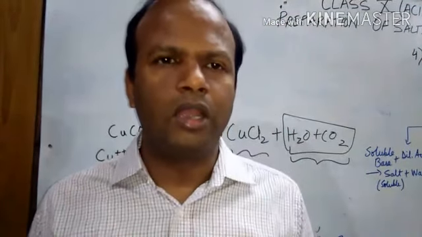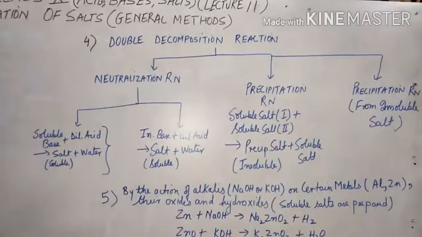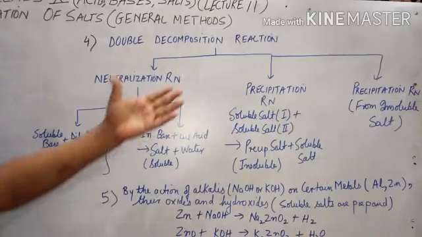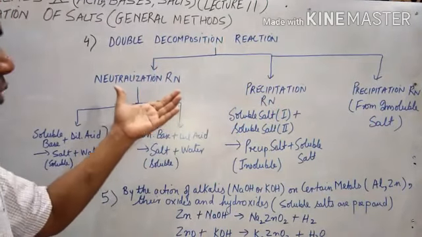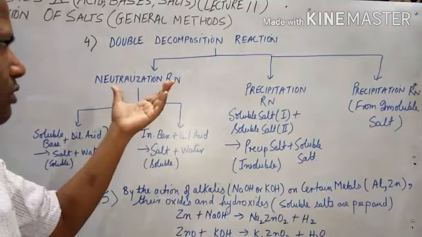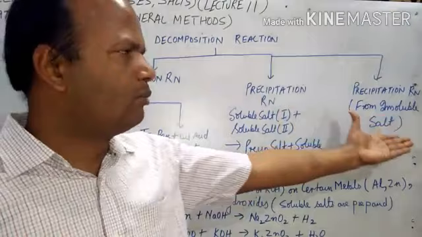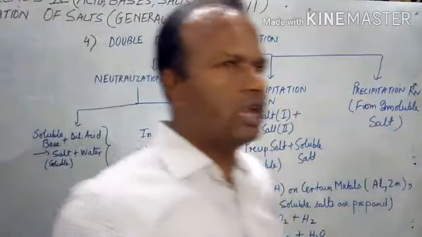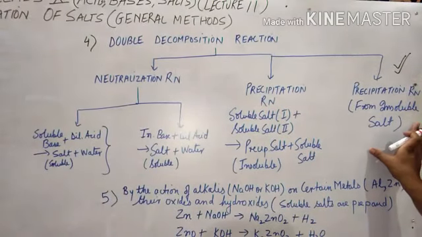So let us see the double decomposition reaction. Dear students, you can see the chart. It has been classified into three: neutralization reaction, precipitation reaction, and one more precipitation reaction. This precipitation reaction is a little bit different. You have not studied it till now, so it is new to you.